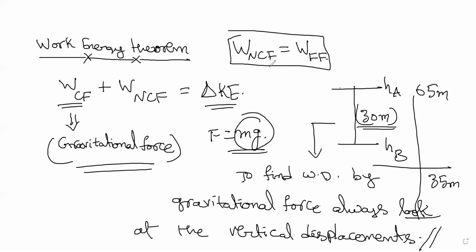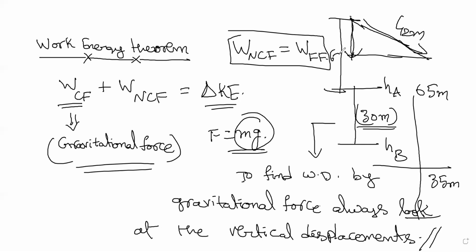Now let us plug in the things. Please note this, this is most important. To find the work done by gravitational force, always look for the vertical displacements, because when you see here, it appears that he has displaced in a slanted way. So you may take the 42 meters as the displacement. No, it's only the vertical drop you have to see. Vertically, how much he has moved. This point is at 65 meters from the ground, this point is at 35 meters from the ground. Vertical displacement is only 30. For work done by the gravitation force, you take only 30 into account.